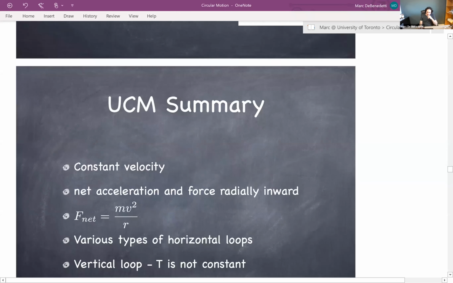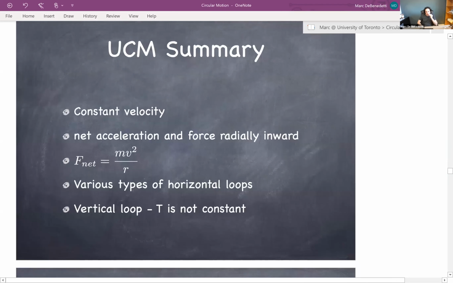Okay, so we're pretty much done with uniform circular motion, sort of. There's a small caveat that we have to do later, but just a brief summary here. In uniform circular motion, you've got to remember, it's a constant speed everywhere. The velocity vector keeps changing direction, but the magnitude of the velocity vector is constant everywhere. The net acceleration, and subsequently the net force that the object experiences, is always going to be pointing radially inward.